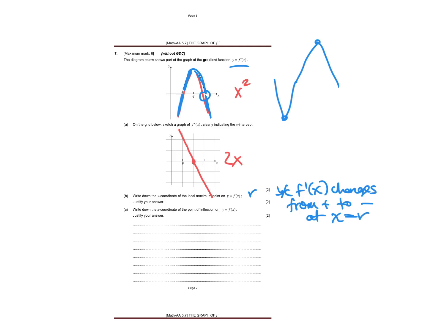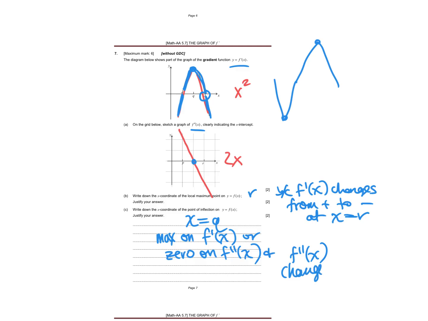Okay, write down the x coordinate of the point of inflection. That is when the second derivative equals 0, or if you've got the first derivative, there's a max or a min. So that's happening at x equals q. Either because there's a max on f'(x) or 0 on f double prime, and the second derivative changes sign. Remember, for it to be a point of inflection, it has to change sign.